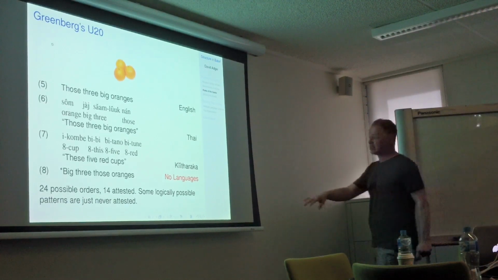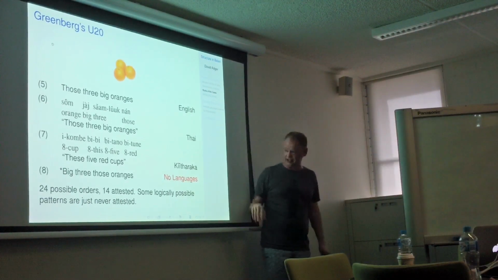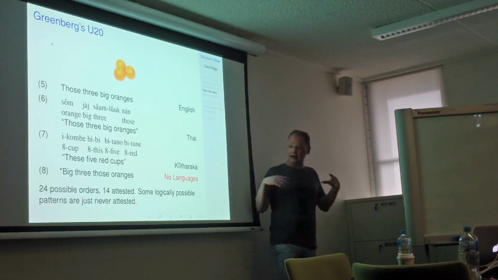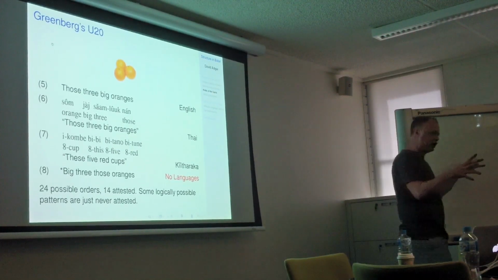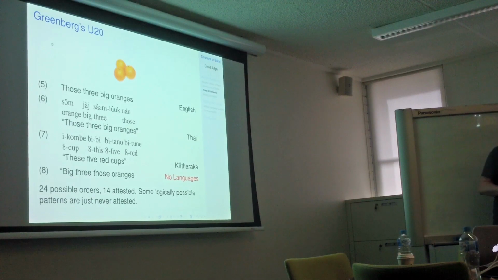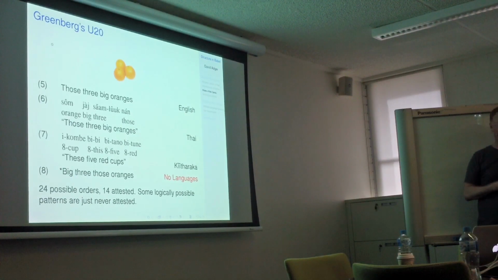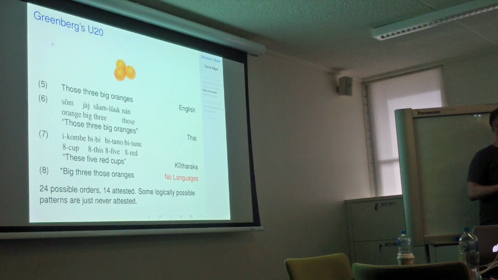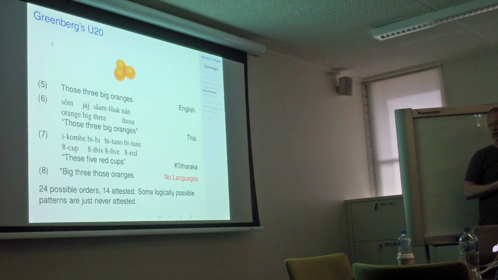But anyway, as far as we know, there aren't any languages which are like the reverse of the English order, before the noun and then the noun. Greenberg claimed that 50 odd years ago, and we haven't found a counterexample yet. So big 3, those oranges: there don't seem to be any languages that do this.